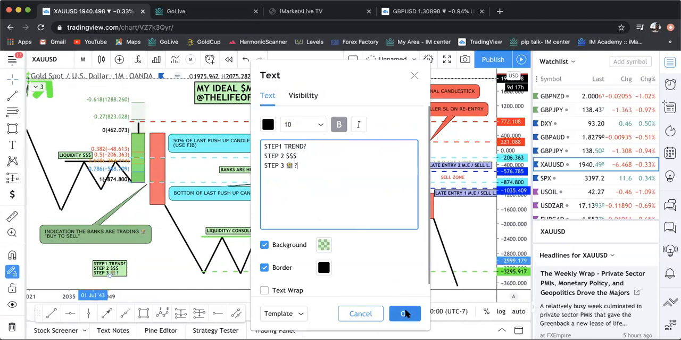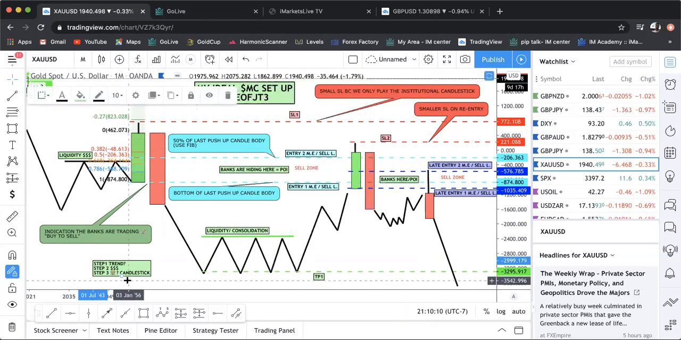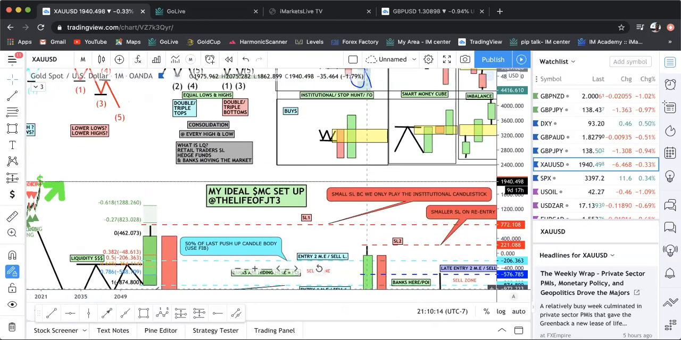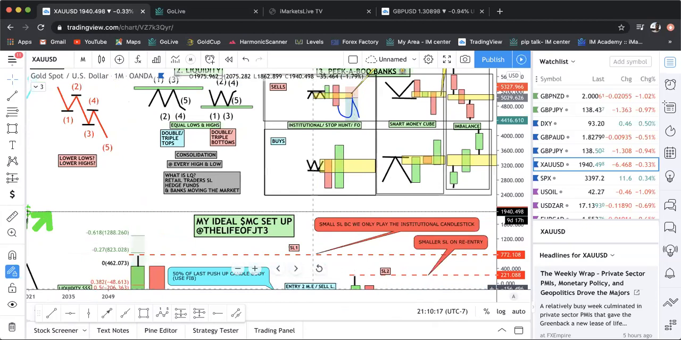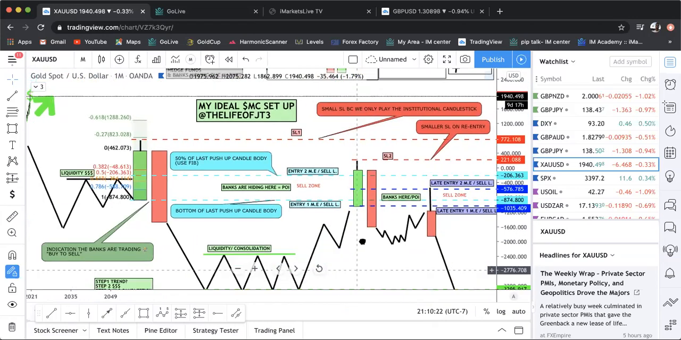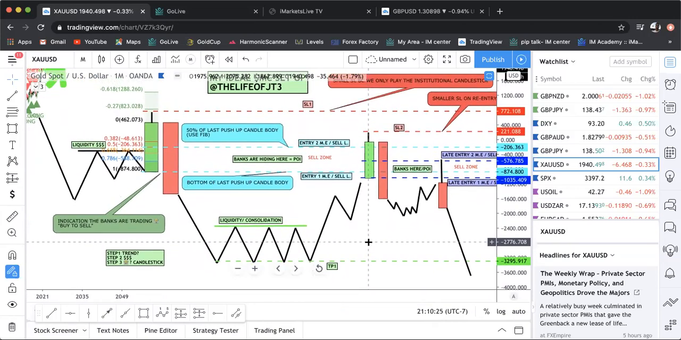What I mean by where are the banks is we're looking for our candlestick patterns. Now we have three sell candlestick patterns and three buy candlestick patterns, but we're only looking at the institutional today. So step three, we're looking for our candlestick patterns, which is the buy to sell in this example. So we have the banks that buy to sell.